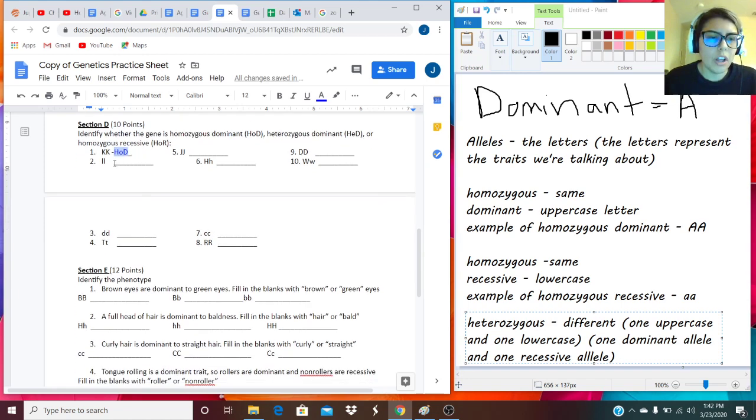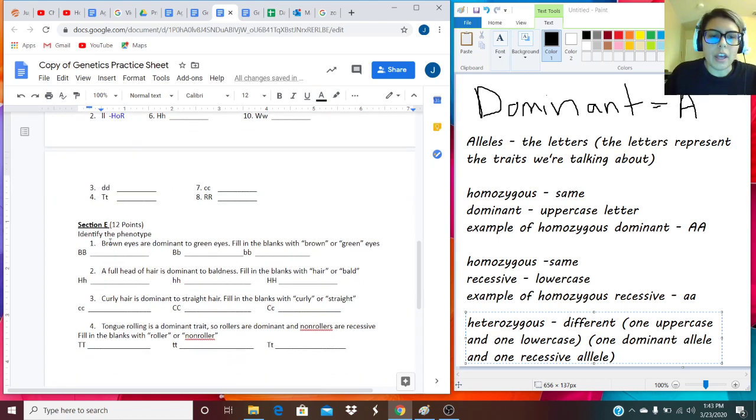Now, if it's homozygous recessive, like this one right here, I see that there is both little l, little l. If they're both little l's, both are the same. So homozygous, right off the gate, they are exactly the same type of letter. They're both lowercase, so I know for sure that it is going to be homozygous. And because they're both lowercase l's, I know it's recessive. So HOR, and again, we want to use a different color.